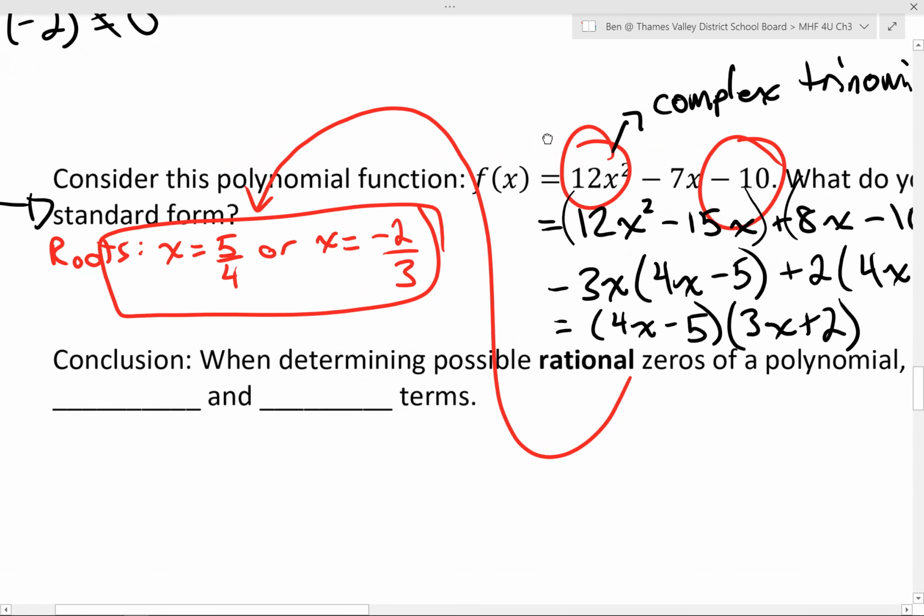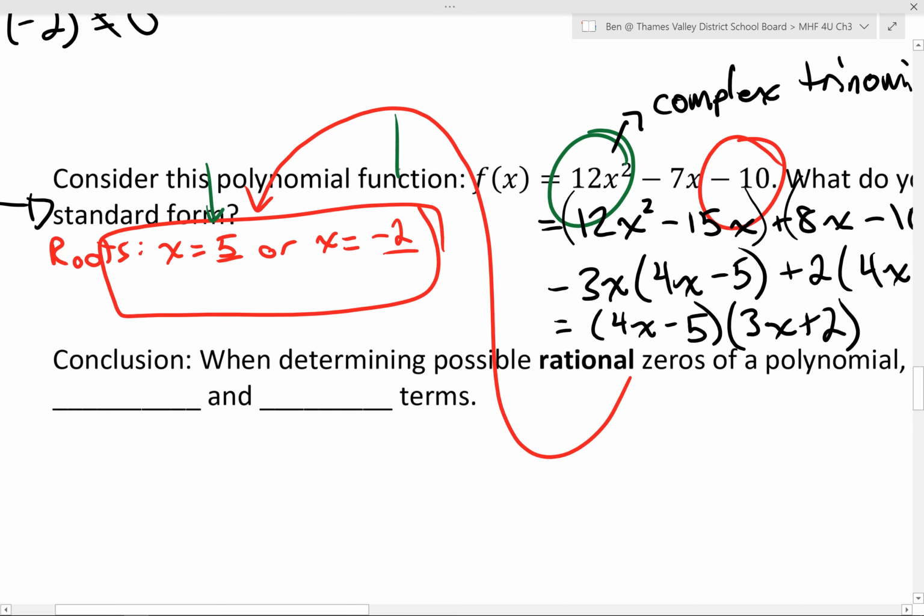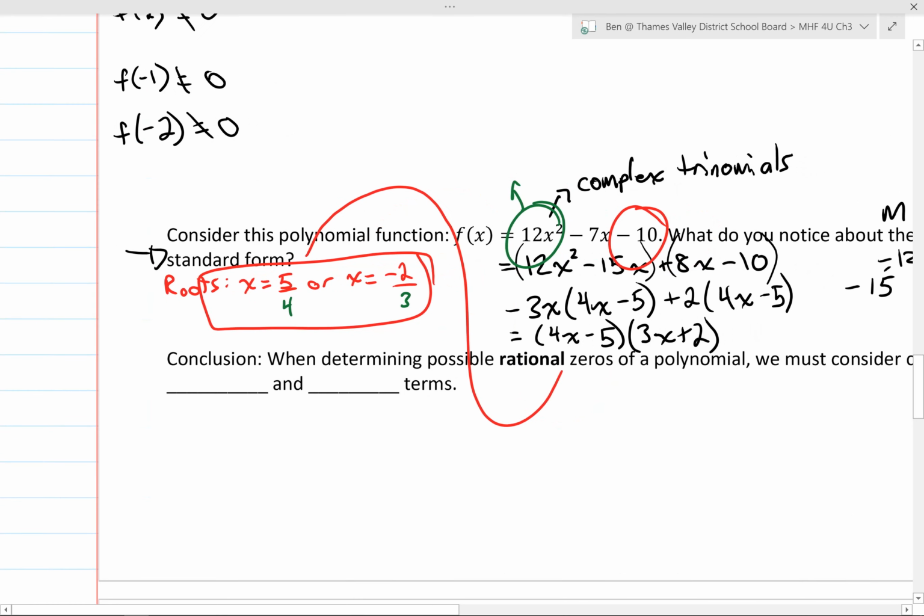You may notice over here, let's color code this a tiny bit more. From my constant term, you can see I found my numerators, right? 5, negative 2, that's a factor pair. Those are factors of negative 10. My denominators, that is over 4 and over 3, are a factor pair of my leading coefficient, right? So it's a combination of the two that I need to consider when I'm working with these terms.